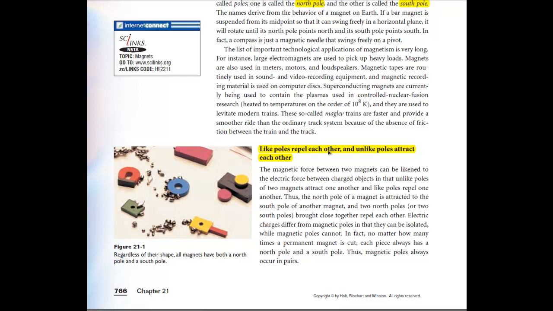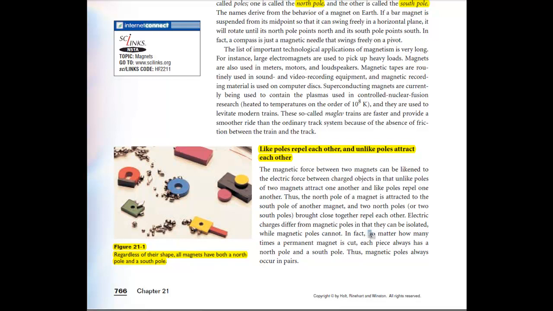Like poles, you should know, repel each other, force of repulsion. Unlike poles attract each other. Now, the poles, as we see over here in figure 21.1, regardless of size and shape, magnets can be any shape, any size we want them to. And where I put the north and south pole is based on how I manufacture these magnets. What is the magnetic field they're in when they're magnetized? Regardless, they all have a north and south pole.